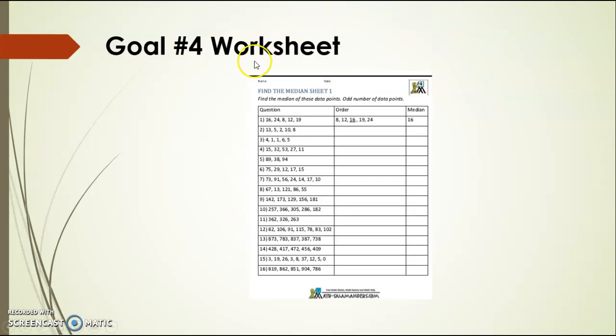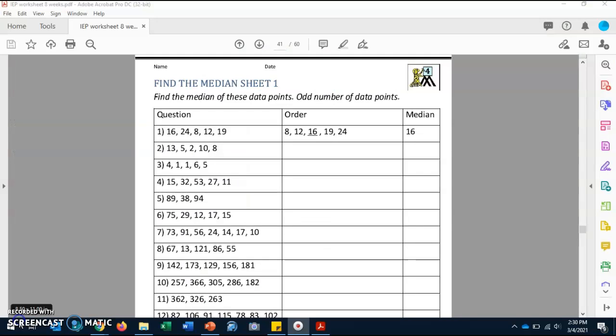So the worksheet for today is called Find the Median Sheet 1. I'm going to work on several with you just because this is a new objective and it might be a little confusing. So please take out this worksheet so we can work on it together. This is the worksheet we are going to be working on today. Do not forget to write your name and the date. Today is March the 5th, 2021.